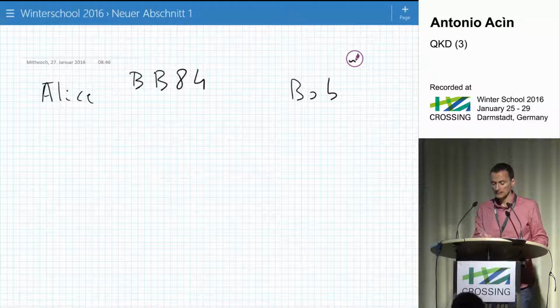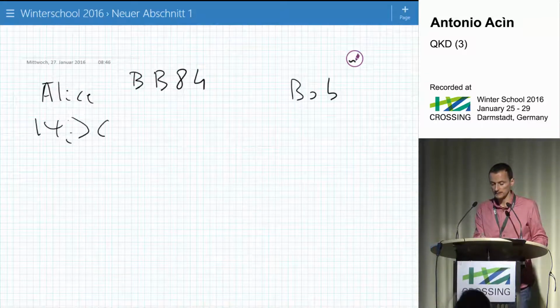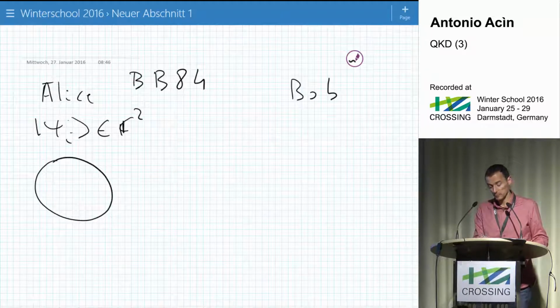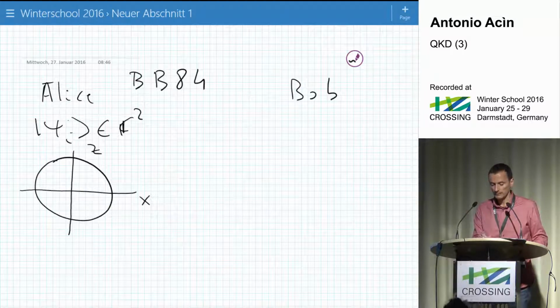So what Alice does, she prepares some quantum particles that live in a Hilbert space of dimension 2. So she picks some states from a Hilbert space of dimension 2. And the encoding that she's going to use is given by this. This is the Bloch sphere, with my drawing. Here you have two axes, let's say X and Z. She can prepare the quantum particle with the spin pointing in the plus Z direction, or plus X direction, or minus Z direction, and minus X direction.